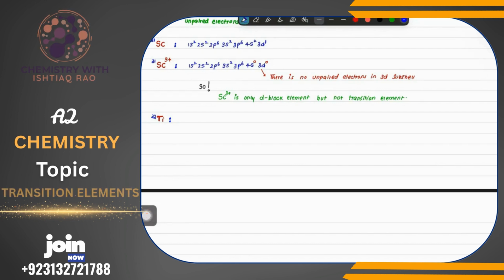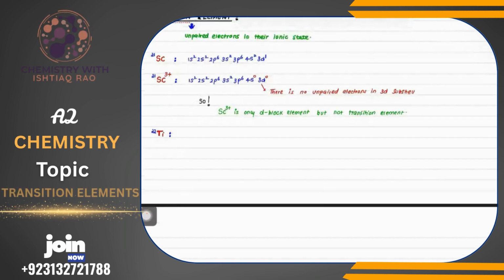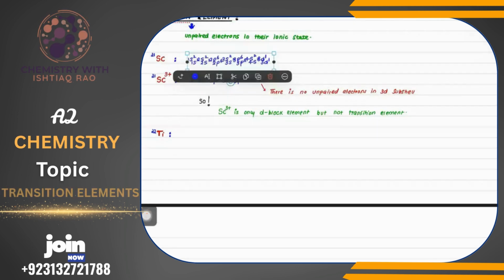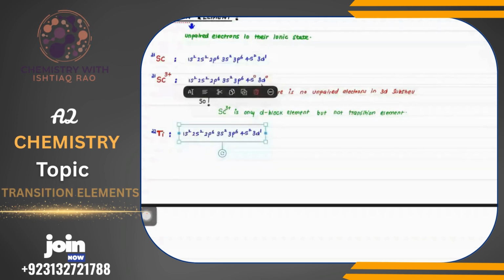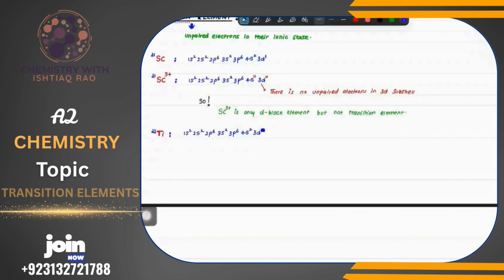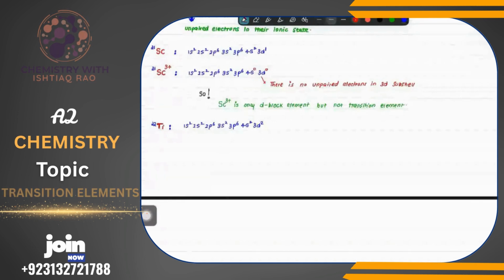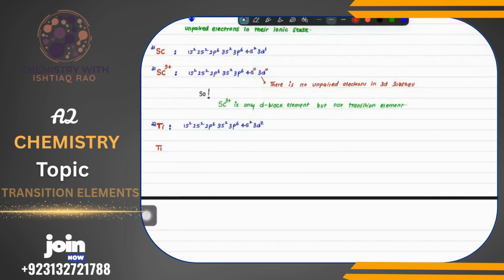That's a simple and clear concept. So I'm going to write down the electronic configuration for titanium. Of course, the proton number is 22. I am supposed to write 3d2. And then the general charge on titanium is 2+.